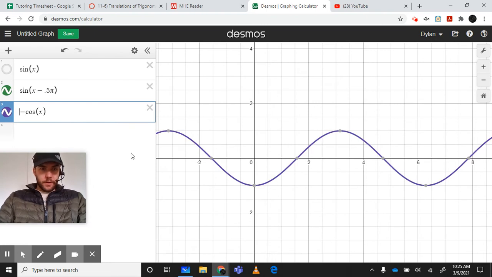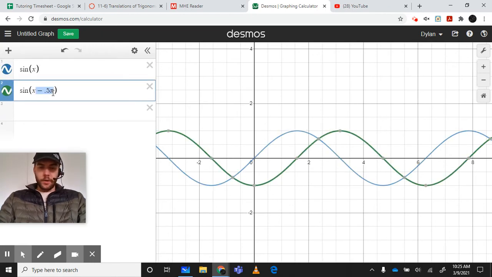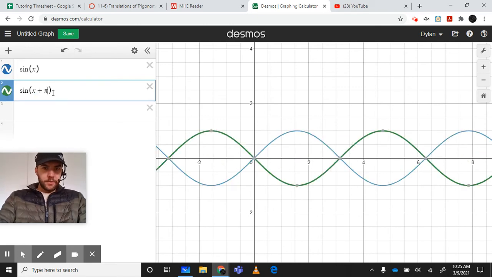So, like I said, I would recommend that you get on Desmos yourself and just play around with this. Open up two graphs, one of sine and then one of sine where you are doing some sort of horizontal shift. So you're either adding some amount of pi or subtracting some amount of pi. It needs to be in terms of pi right now. You can change that on Desmos.